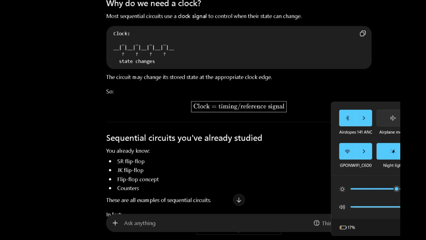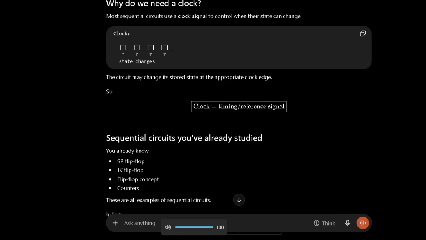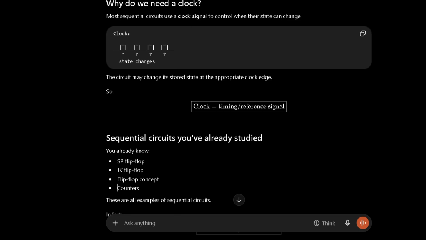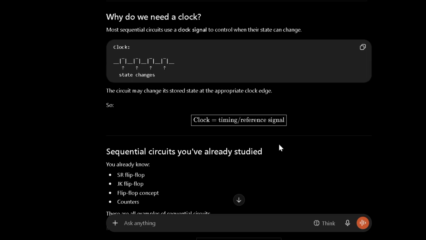So yesterday we covered up to digital multiplication. Next we are going to cover sequential circuits.